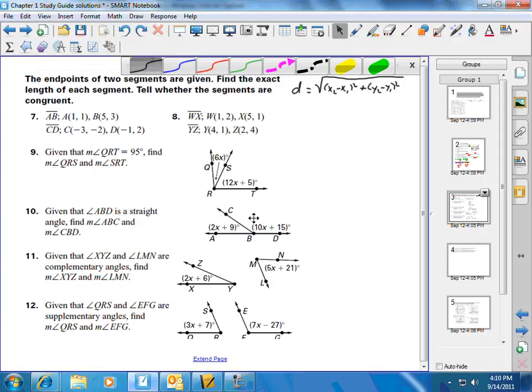Okay, now we're looking at numbers 7 through 12. Number 7 and 8, the endpoints of two segments are given, which we're supposed to find if they're congruent or not, if the segments are congruent.